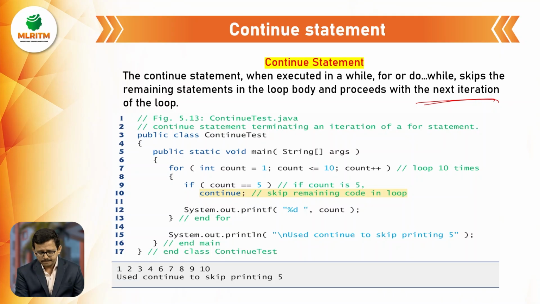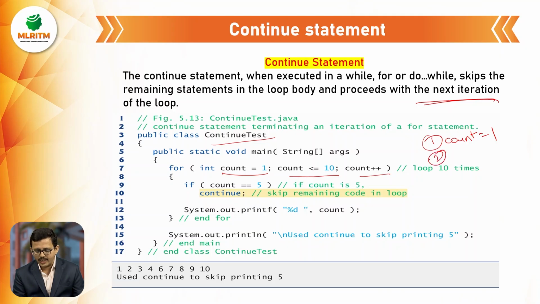Okay, now here in the class ContinueTest, we have count equal to 1, count less than or equal to 10, count plus plus, with the same condition we are checking. So what is the order of execution? First it is going to check the initialization. What is that? Count is equal to 1.